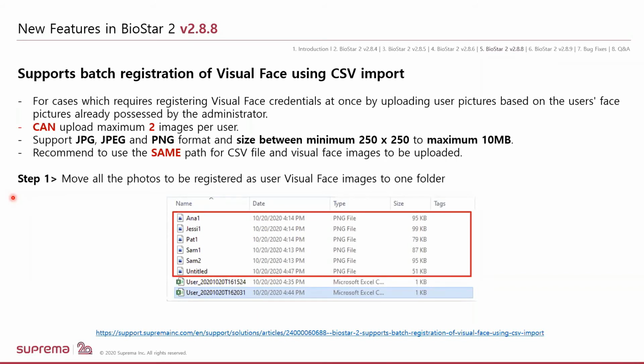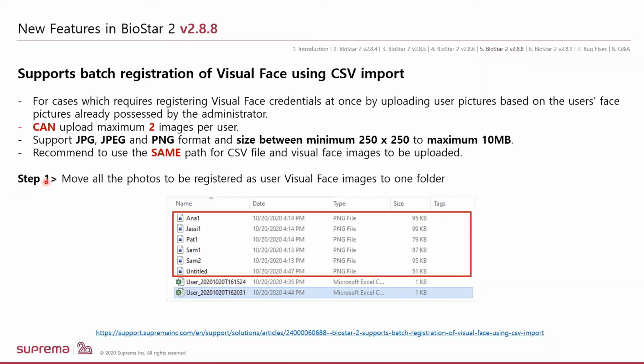Through this function, according to the existing visual face specification, only up to 2 images in JPG, JPEG, PNG format, and up to 10 megabytes are supported. In particular, when uploading images in batch via CSV, it is recommended to place the image file and the CSV file to be uploaded under the same folder. Then, let's see how to register a batch of face photos through CSV.